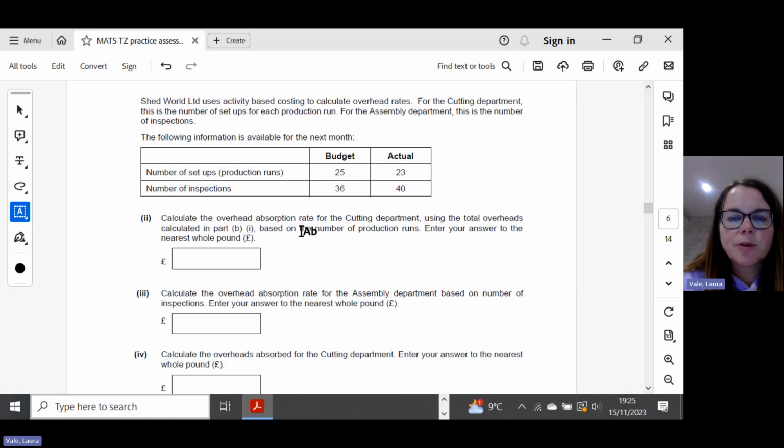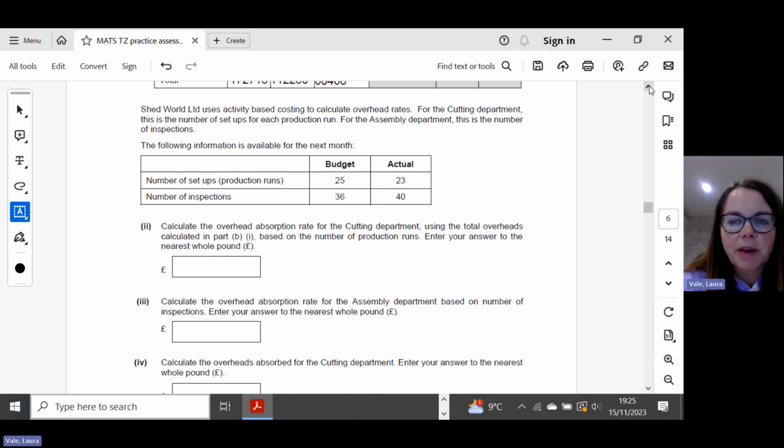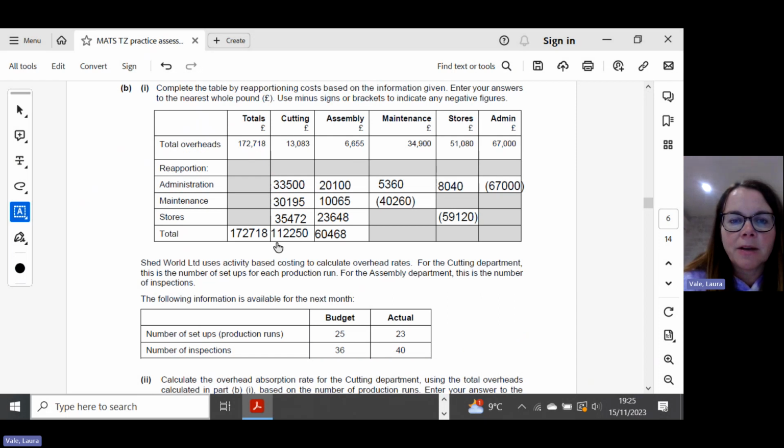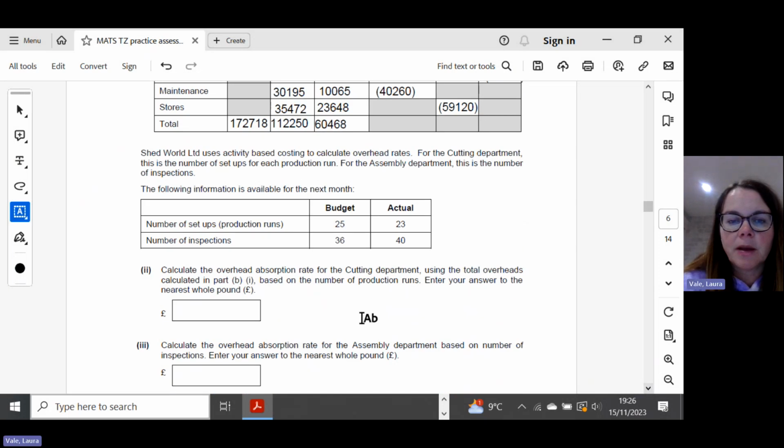Calculate the overhead absorption rate for the cutting department using the total overheads in part B, but basing it on the number of production runs. Okay, so what we've got to know here is that overhead absorption rates are always based on budgeted figures. So if we look at the budgeted overheads for the cutting department, you can see here 112,250. So 112,250 is the total budgeted overhead.